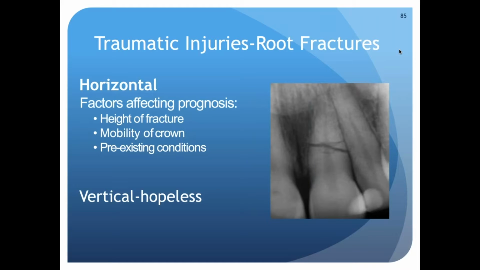So for a horizontal fracture, some of the factors that are going to affect prognosis: the height of the fracture, so the more apical the fracture, the better we're going to be; how mobile is the crown; and then any pre-existing conditions, periodontal status, if it had a lot of caries, things like that. If we have a vertical fracture, then it's hopeless and that tooth needs to be extracted.